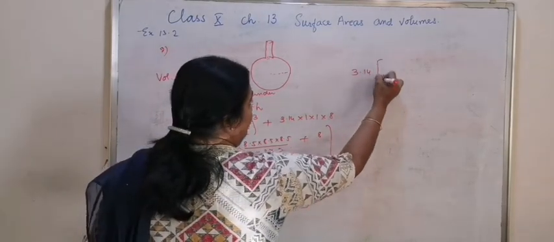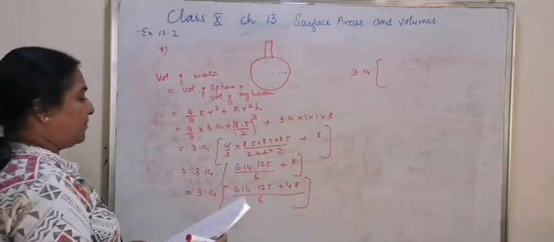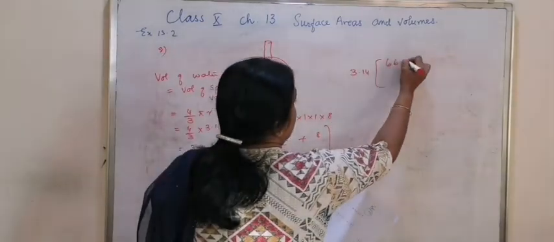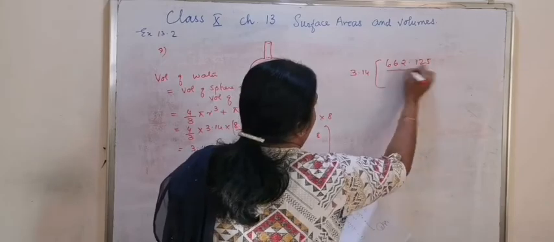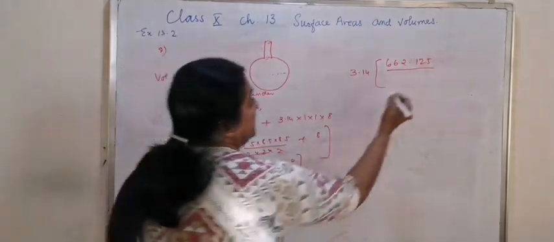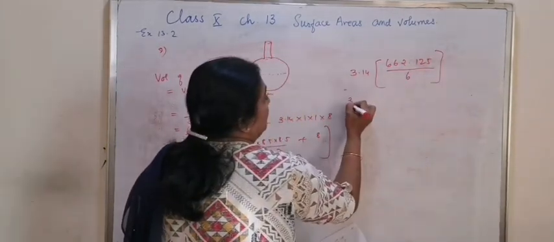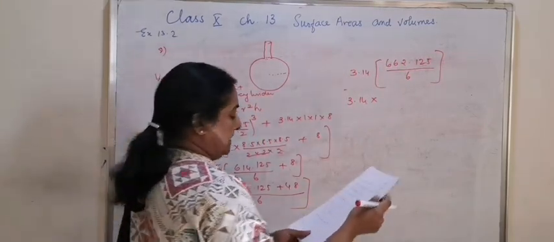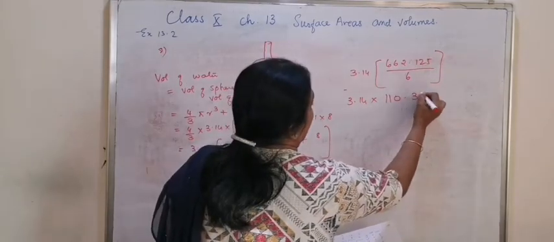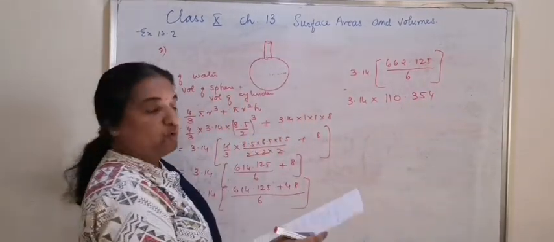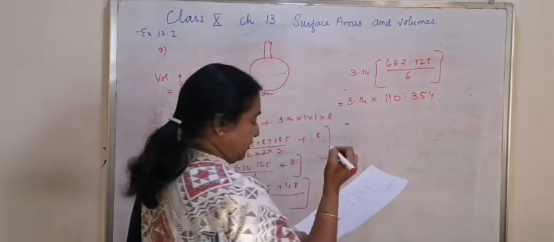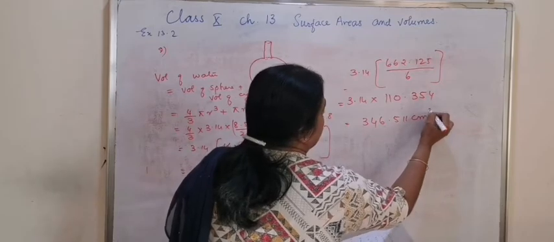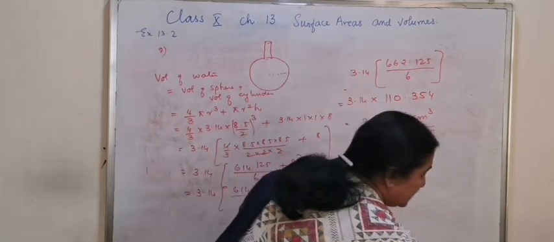That is 3.14 into 614.125 plus 48, which adds to 662.125 divided by 6. Or 3.14 into, on division, you will get approximately 110.354, and on multiplication the volume is 346.511 centimeter cubed.